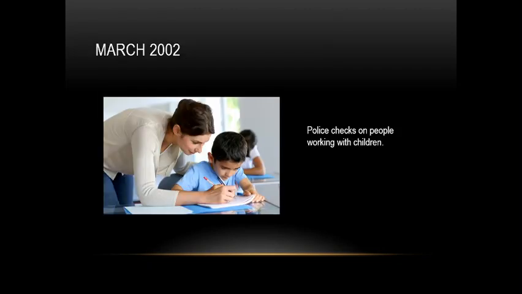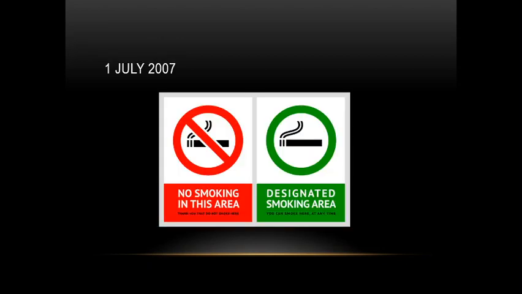So this is one that you might be less familiar with, police checks on people working with children. That came into law in March 2002, but it was started off originally by a campaigning group of parents who had been involved in a very distressing case where some children had been kidnapped and murdered by a caretaker at that school who hadn't been police checked. So that was an example of social change that's now come into law.